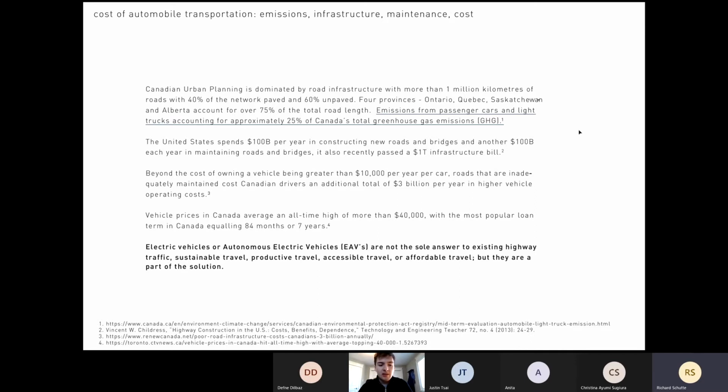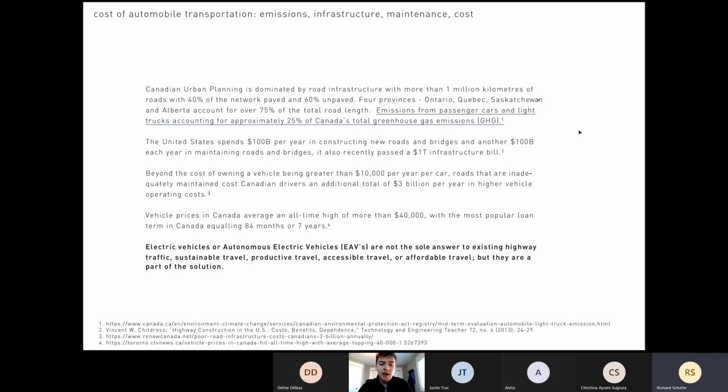The United States spends $100 billion per year in constructing new roads and bridges, and another $100 billion each year in maintaining roads and bridges. It also recently passed a $1 trillion infrastructure bill. Beyond the cost of owning a vehicle being greater than $10,000 per year per car, roads that are inadequately maintained cost Canadian drivers an additional $3 billion per year in higher vehicle operating costs.